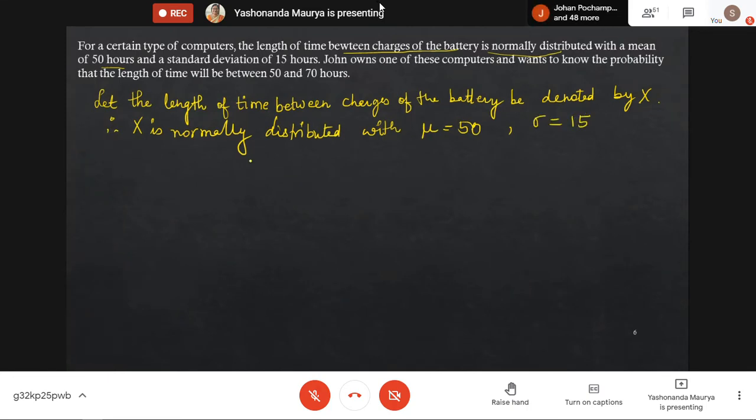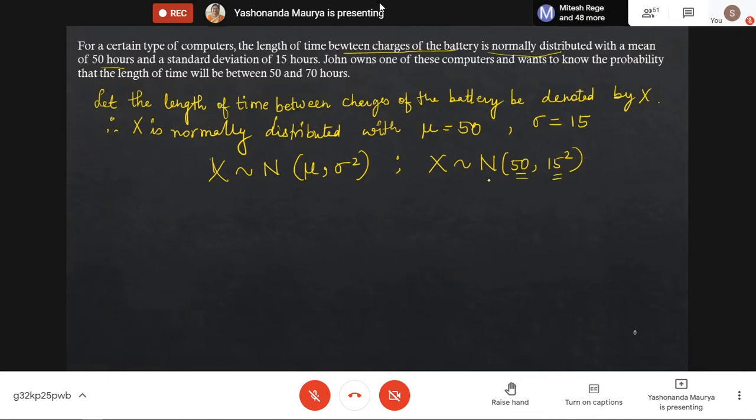Sometimes the textbooks use this notation. They say that x is similar to N for normal. Here they'll write mu and here they'll write sigma square. Some of the textbooks use this notation, N of 50, 15 squared. So we should know what this notation means. This is the mean and this is the standard deviation. Which is the standard deviation? The one which is written inside the square.